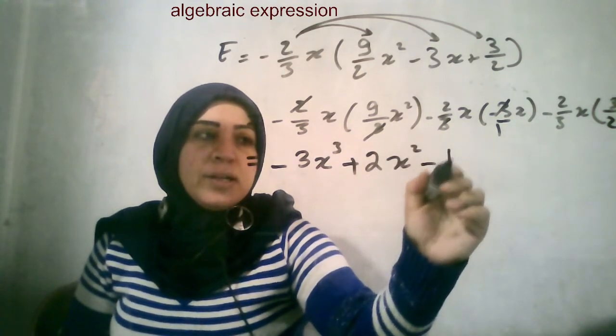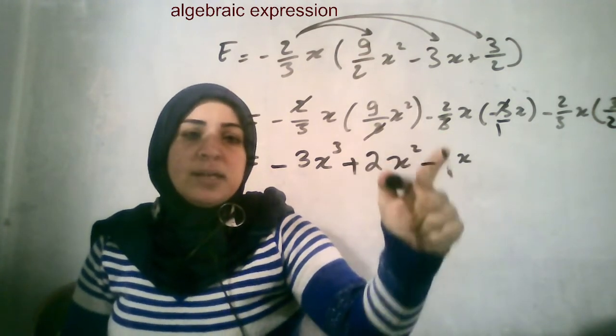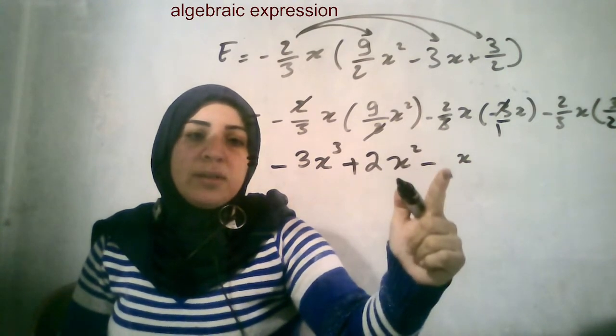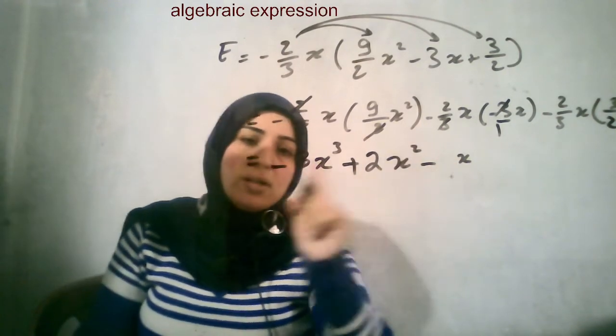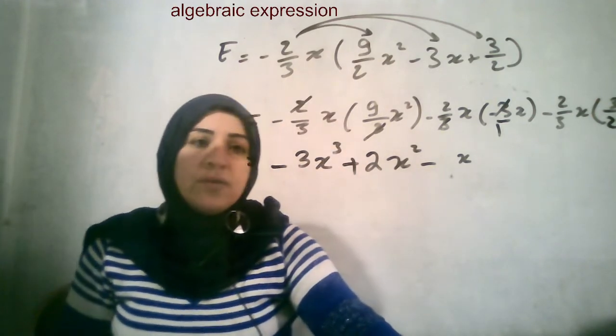I can write here 1x, or it's better to write x, and we know that when we have a variable without writing the coefficient, definitely the coefficient will be 1. Okay, that's exercise 4.